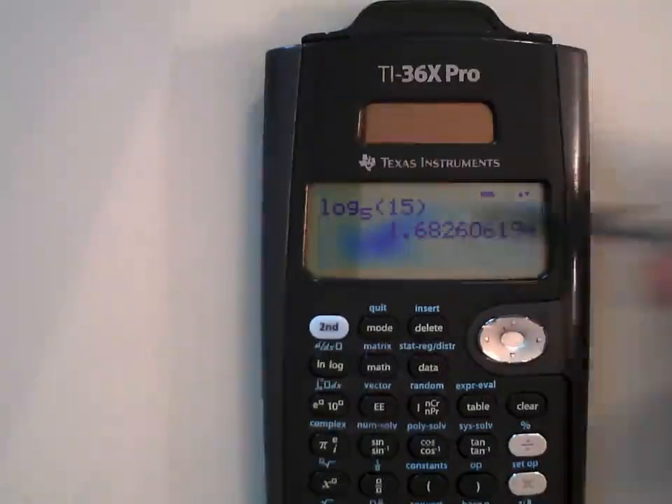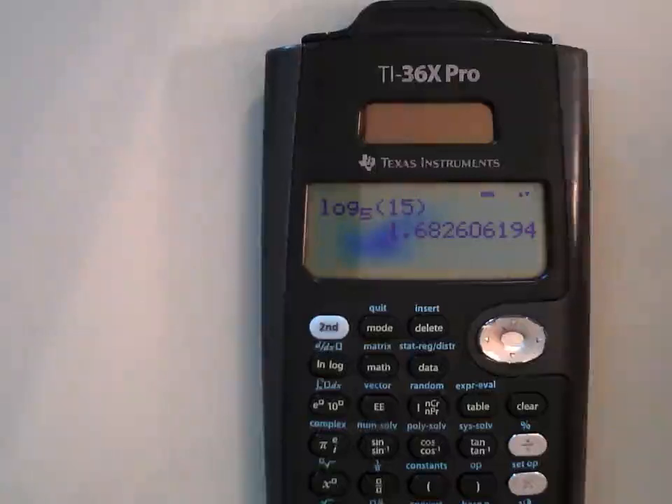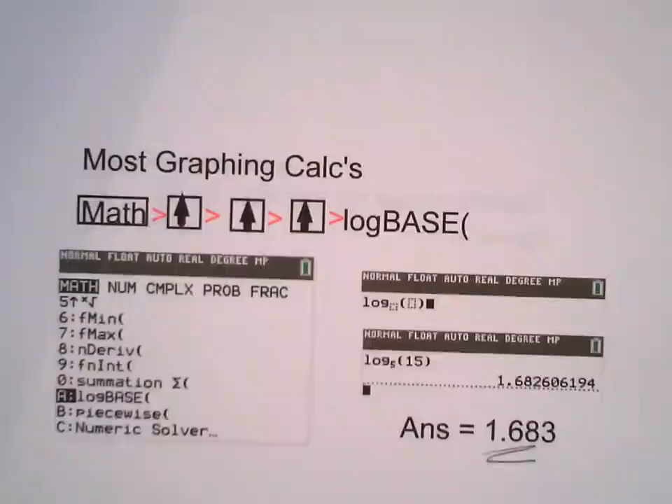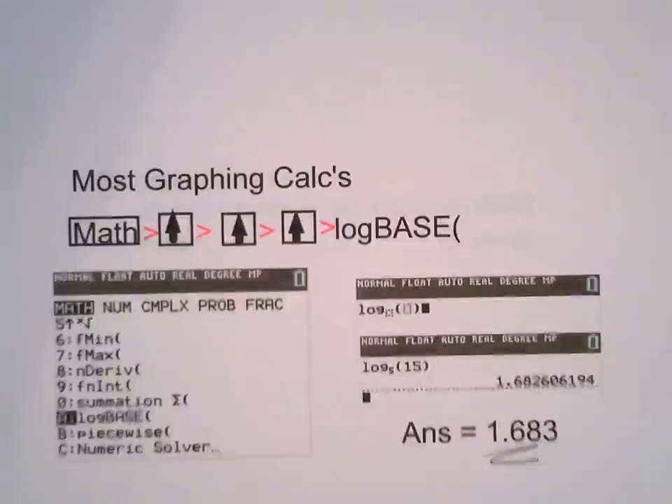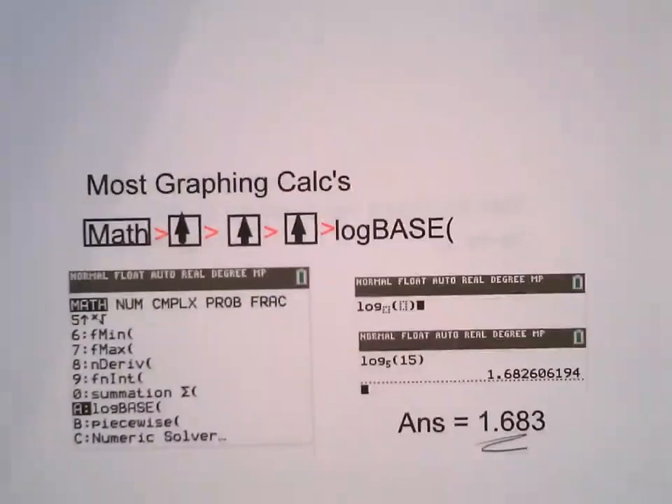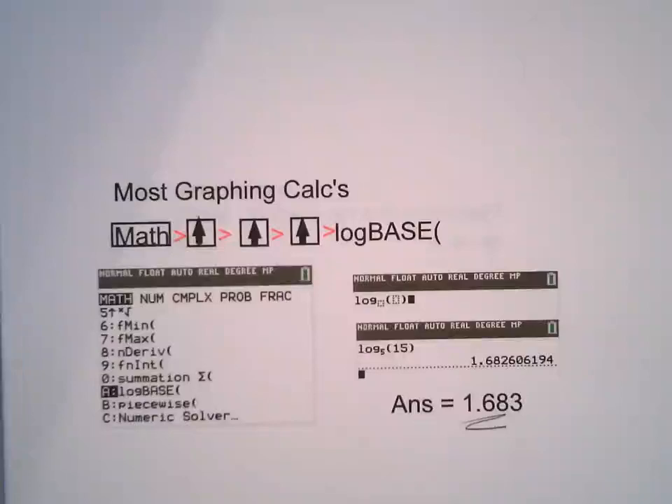The 6 rounds the 2 up to a 3, and we get the same answer that we were seeing over here, 1.683. So whether you're using a graphing calculator or the TI-36X Pro, both of the calculators will do it. If you have questions about your particular calculator, please feel free to send me an email or a Remind. If we need to get on Zoom and show you how to do it, we'll do that.